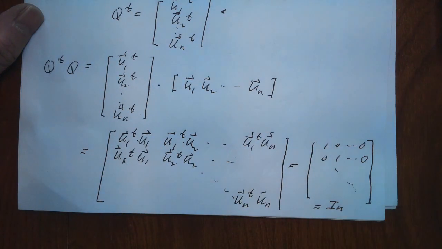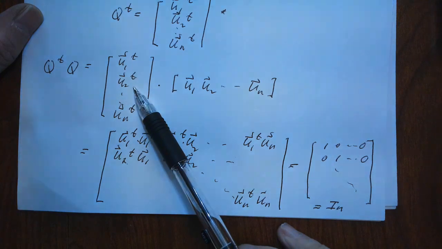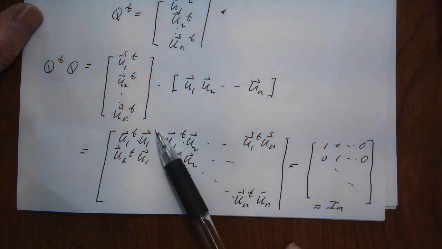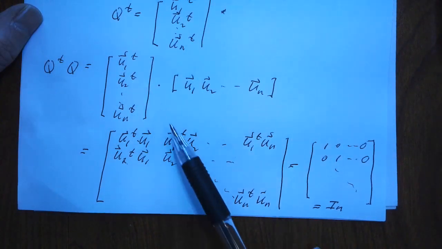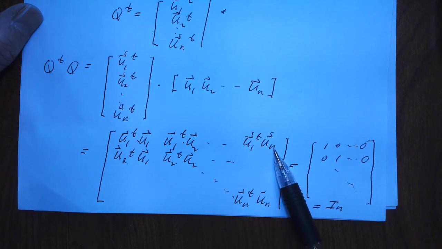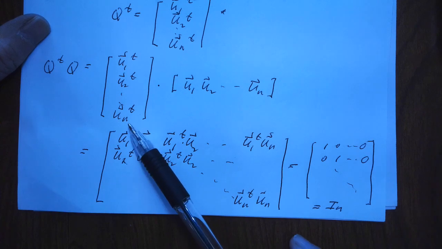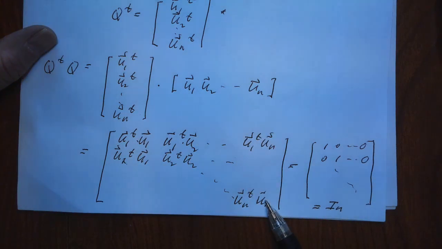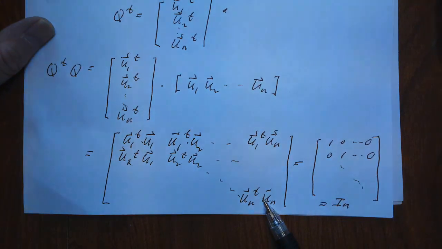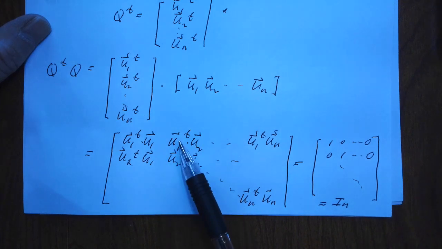And I'd play this game over and over again when I go from one row to the next. So for example, in the next row, I'd have u2 transpose times u1, u2 transpose times u2, and so on and so forth. And the very bottom right entry in the matrix would be un transpose times un, which I've written down here. But here's the thing, these vectors are orthonormal.